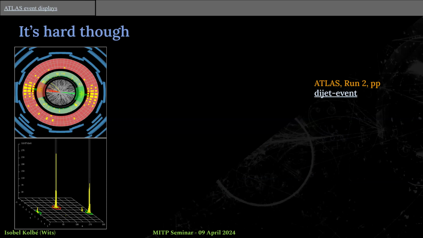It's actually quite hard. So here's a picture of ATLAS. ATLAS is one of the big detectors at CERN. This is a proton-proton collision. A dijet event is there, so two jets.